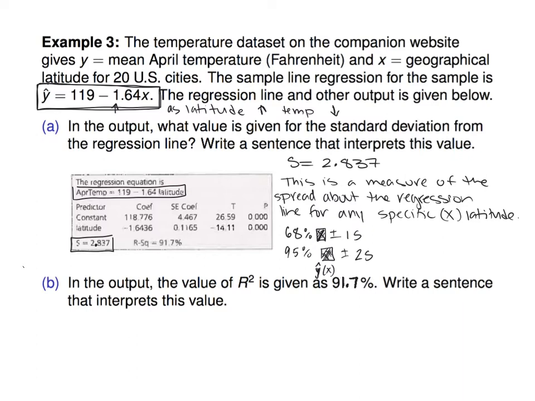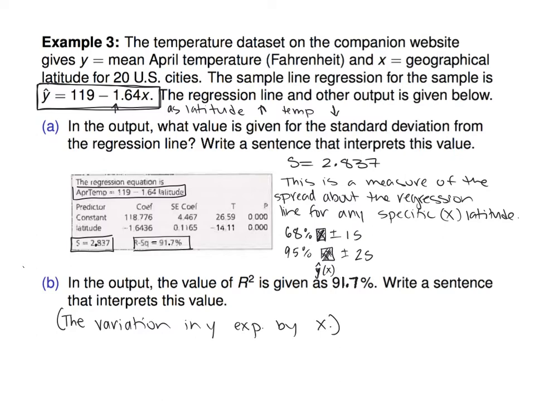Now in the output, you also see that the value of r squared is given as 91.7%. Write a sentence or two that interprets this value. So this is the proportion of variation in y that's explained by x. So the proportion, so the variation in y explained by x. That's kind of like the general recipe you're going to use to interpret these things.